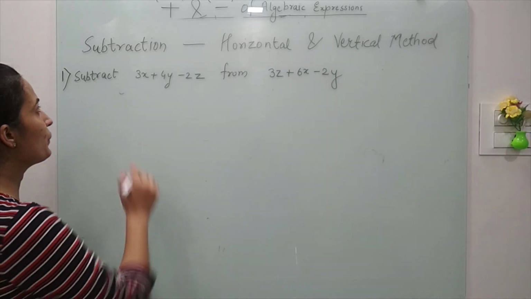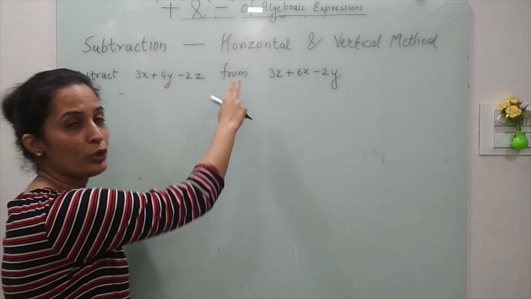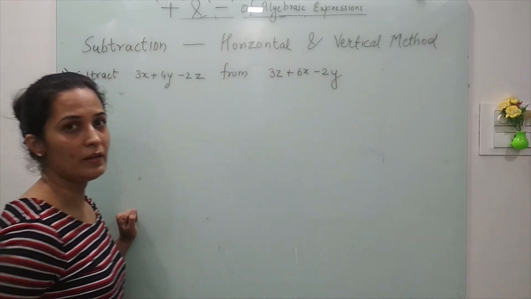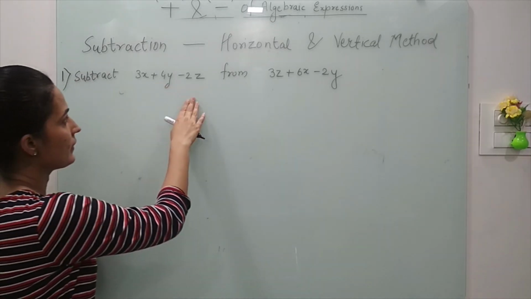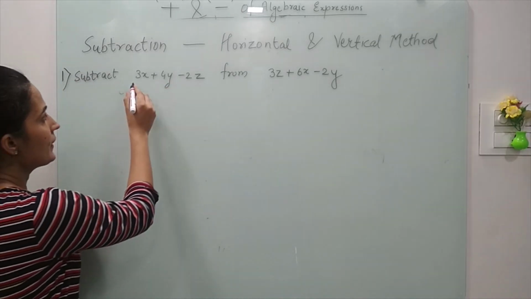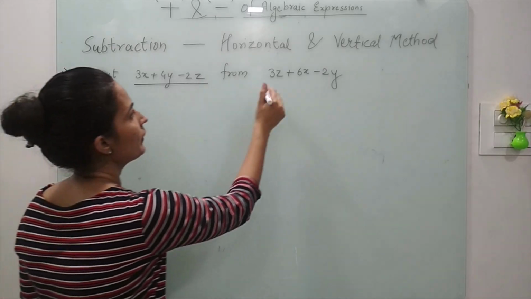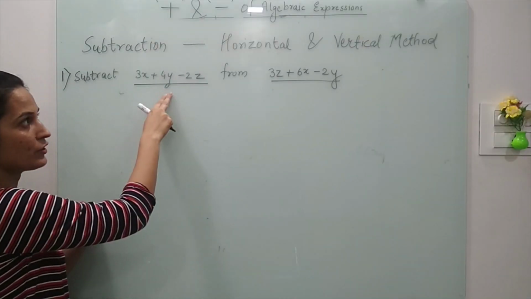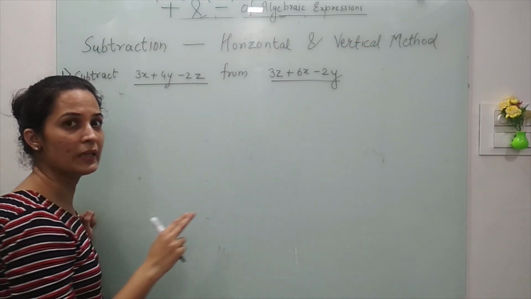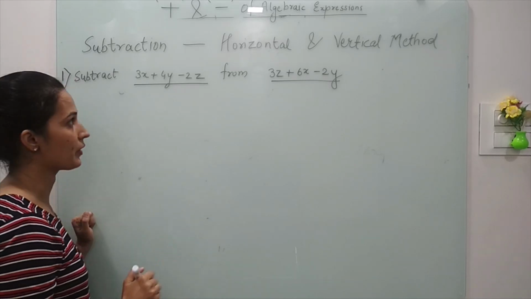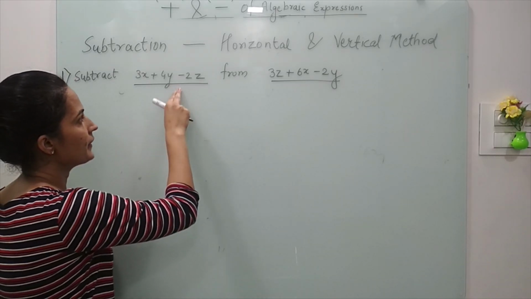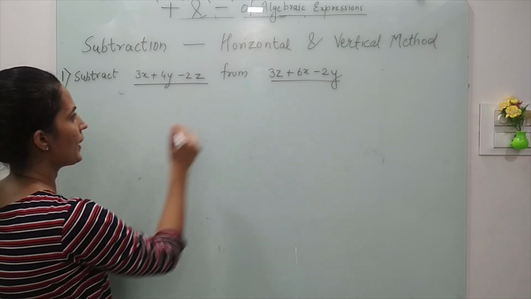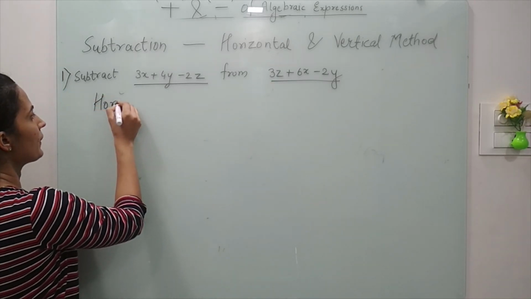Now let's see how we do the subtraction with both the horizontal and the vertical method. The example I have taken here is this. It says subtract this expression from this. This needs to be subtracted from this. Read carefully whenever it's a subtraction. So we have to subtract this term from this. So I'll write this. We are first learning the horizontal method.